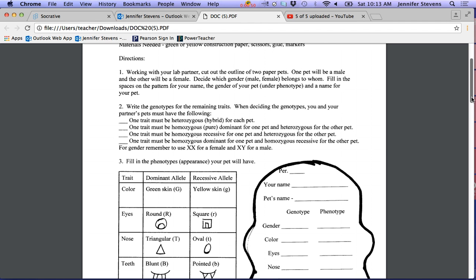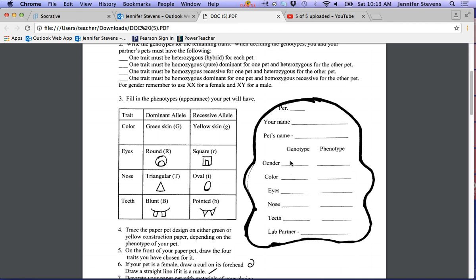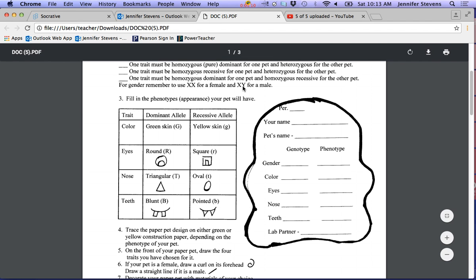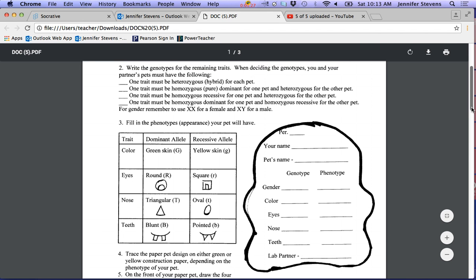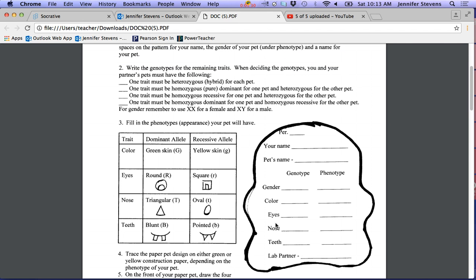Then under gender, right here, you're going to write, well, under phenotype, you would put either male or female. Now, with gender, for a male you would put XY, capital Y, that is your genotype, and for a female, you use capital X, capital X. So that will go here: either capital X capital X female, or capital X, capital Y male, for your parent paper pets.